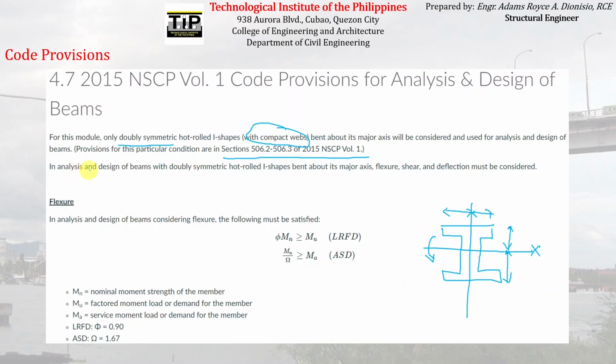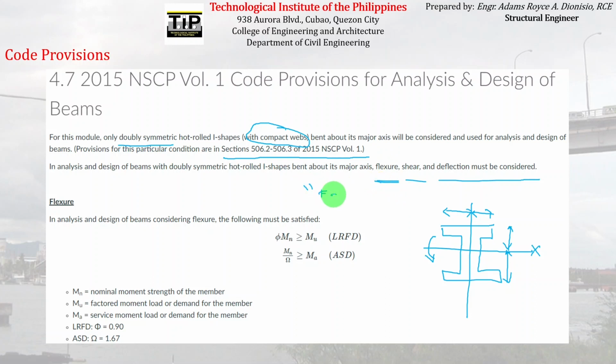Okay? In analysis and design of beams with doubly symmetric hot rolled I shapes bent about its major axis, flexure, shear, and deflection must be considered. So yan nga yung mga kailangan natin i-check whenever we analyze or design a flexural member. Check natin siya with respect sa flexure, dapat hindi siya mag-fail.